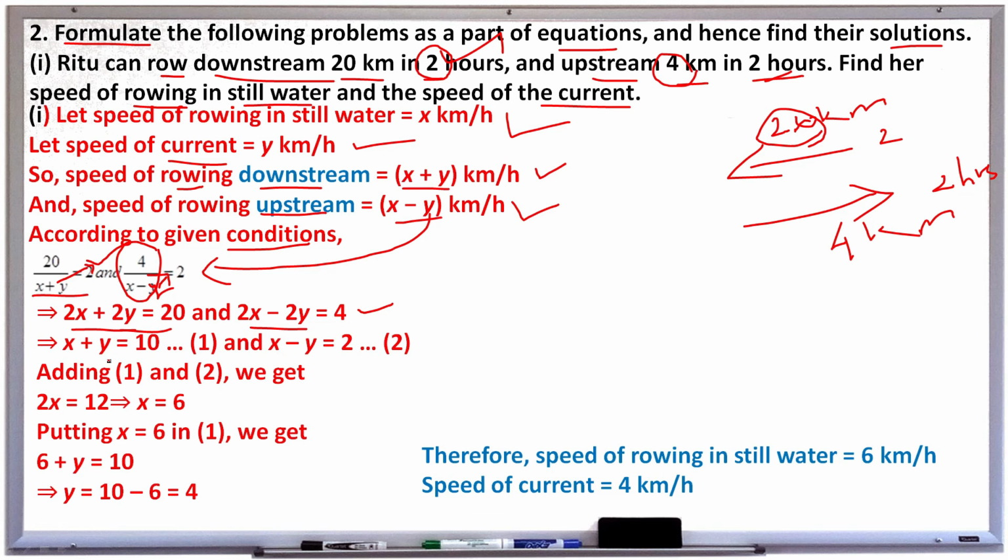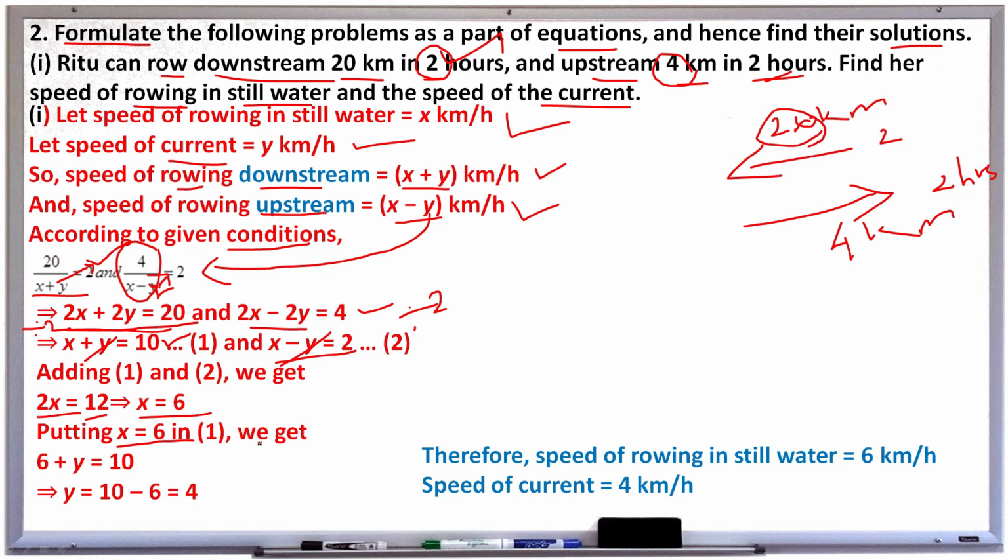Now these two equations we are going to solve. In the first equation 2 is common, so the whole equation you can divide by 2. When you divide by 2, it will become x plus y, 2 by 2 will get cancelled, 20 divided by 2 it will become 10. Second equation also you can divide by 2, so it will become x minus y is equal to 2. Adding, plus y and minus y will get cancelled, x plus x will become 2x, 10 and 2 will become 12. So 2x is equal to 12, x is equal to 6.